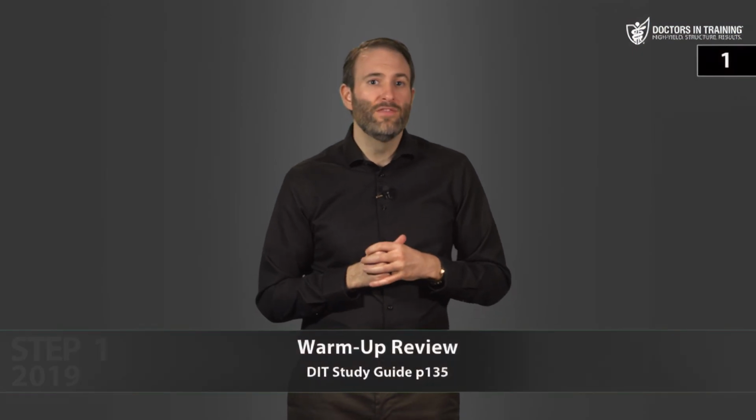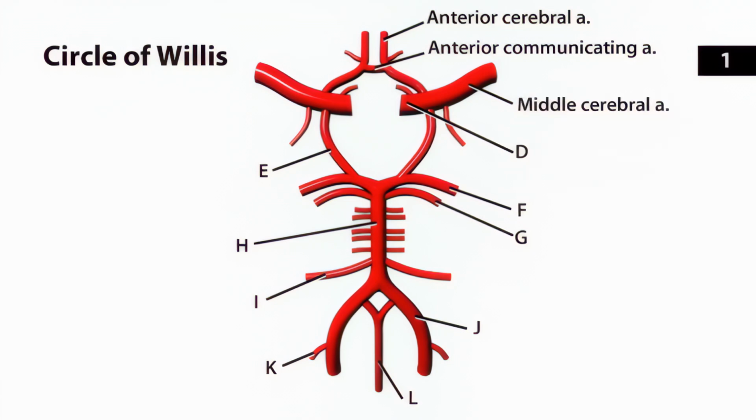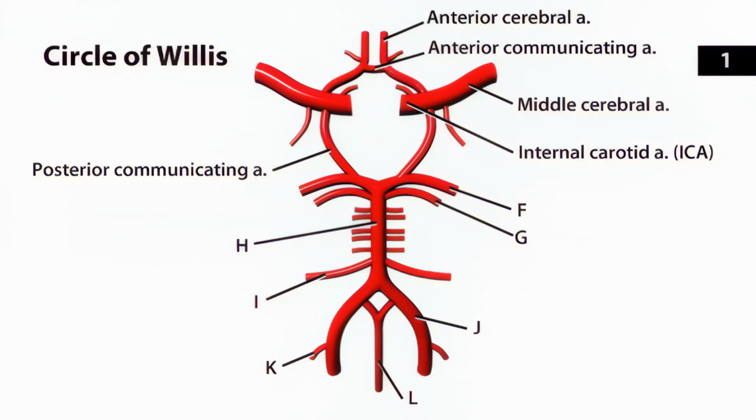It's time for another warm-up review. Let's get going. Label the following diagram of the circle of Willis. Good anatomy here. First we have letter A. That's going to be the anterior cerebral artery. Letter B is going to be the anterior communicating artery. C is the middle cerebral artery. D is the internal carotid artery. E is the posterior communicating artery. F is the posterior cerebral artery.